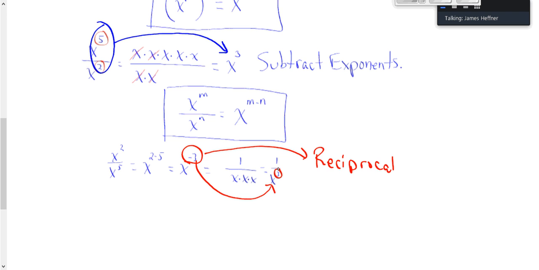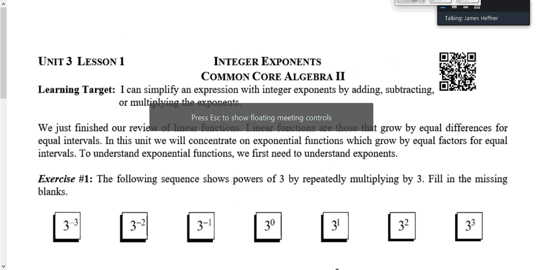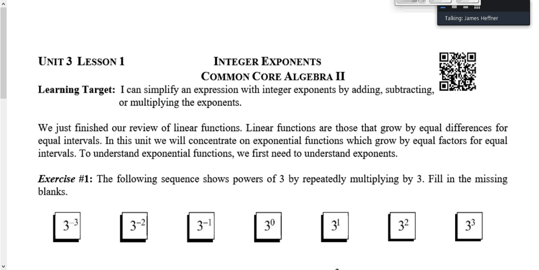Let me pause this, and I'm going to go share the other screen now. So we're going to go to 3.1. So let's get a little more into exponents here. Integer exponents. An integer is just a positive or negative whole number, okay? We're not going to be dealing right now with fractional or what they call rational exponents.